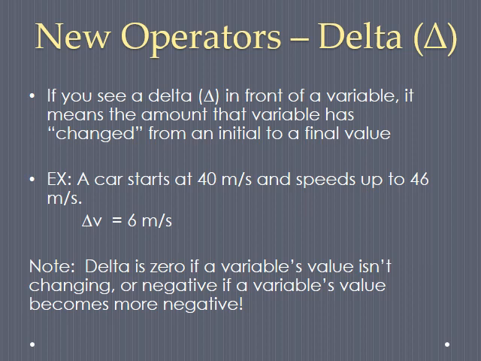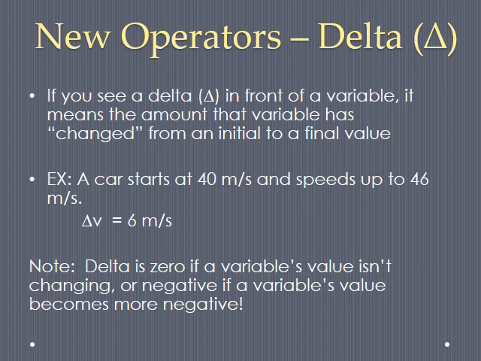Another operator that might be new to you is the symbol delta. If you see a delta in front of a variable, it means the amount that that variable has changed from an initial to a final value. So, for example, if a car starts at a velocity of 40 meters per second and speeds up to a velocity of 46 meters per second, its delta v, or its change in velocity, is 6 meters per second. It's basically the difference between the two values.